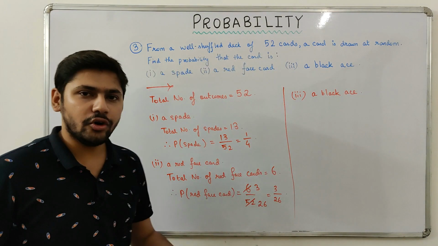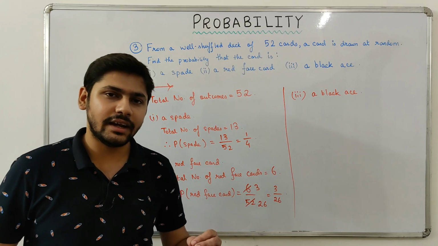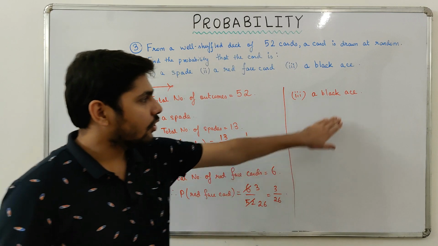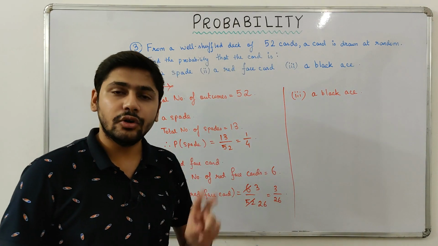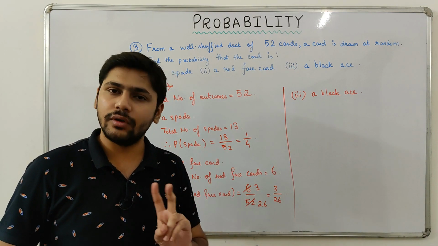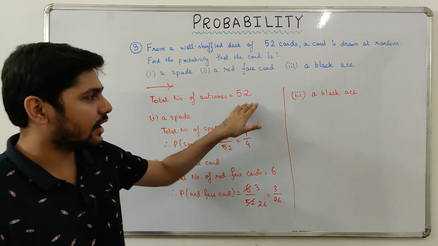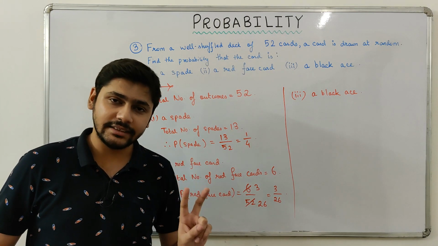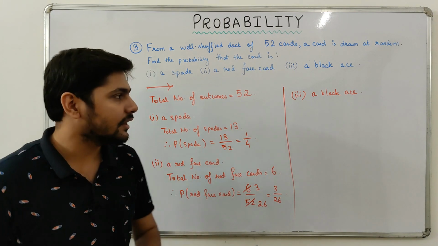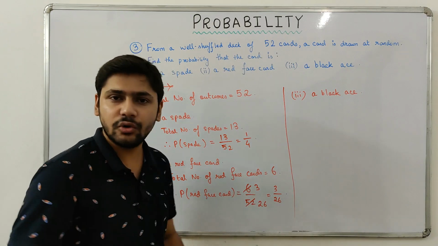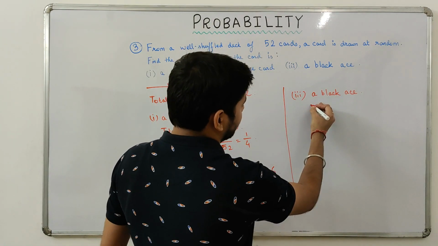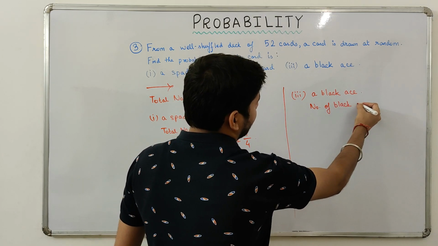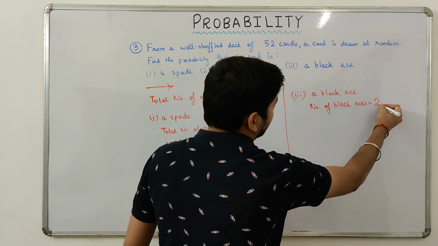Now, I also told you that for each card there are 2 black cards and 2 red cards. So for aces, there are 2 black aces and 2 red aces. Now in a pack of 52 cards, there are in total 4 aces, in which 2 are black aces and 2 are red aces. Therefore, the number of black aces is equal to 2. Simple. Number of black aces is equal to 2.